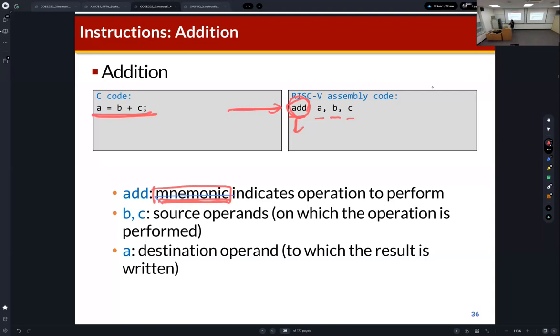So this is the add instruction, A equals B plus C. This add operation requires three operands. As you can see, after the add mnemonic, you can find the three operands A, comma B, comma C, which means this instruction requires three operands A, B, C. The meaning of this instruction is A equals B plus C. B and C are the source operands and A is the destination operand. This is the typical format of typical arithmetic instructions.